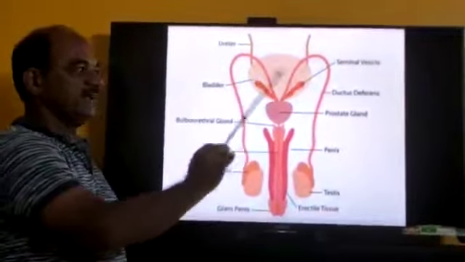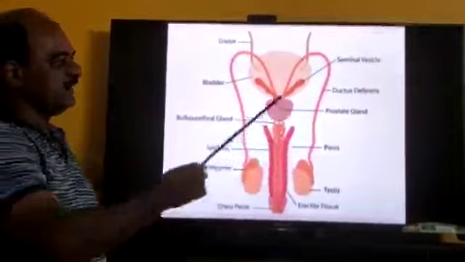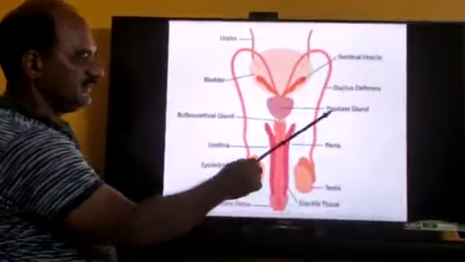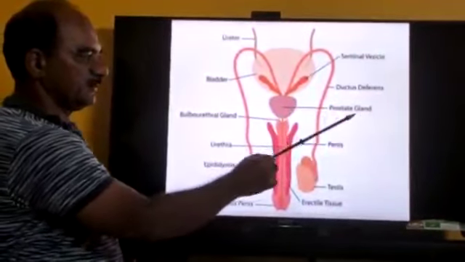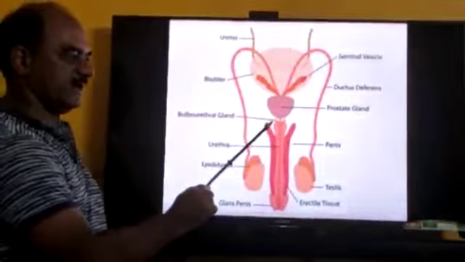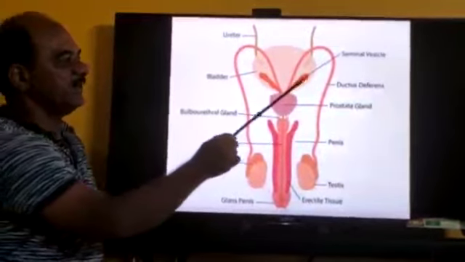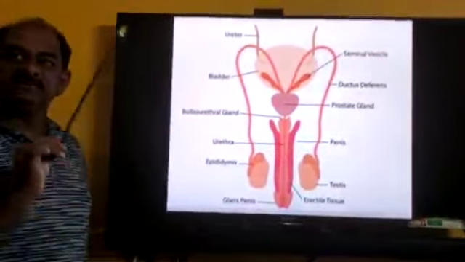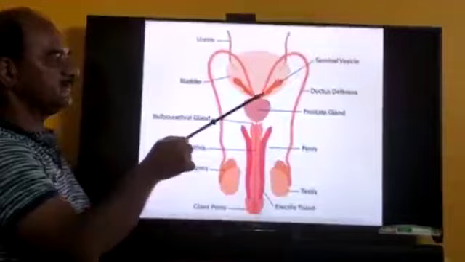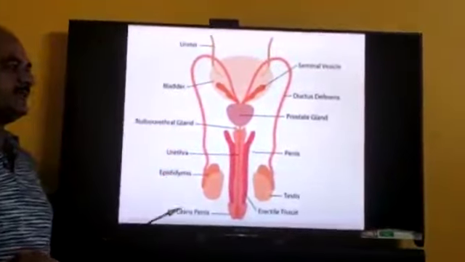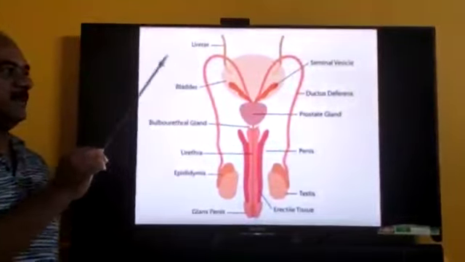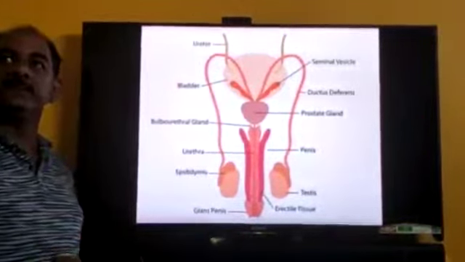Then the accessory sex glands. There is a pair of accessory sex glands, the seminal vesicles. Second, there is a single gland, the prostate gland. Another is the paired pea-sized gland, the bulbourethral gland or Cowper's gland. The first one we study is the seminal vesicle. This seminal vesicle is a white or cream colored gland. They are paired, and they contribute 60% of the semen.